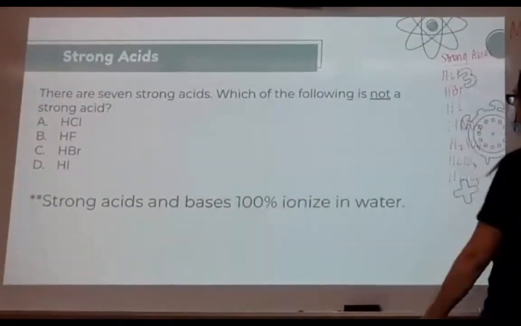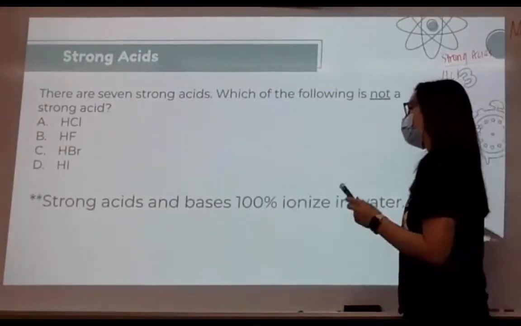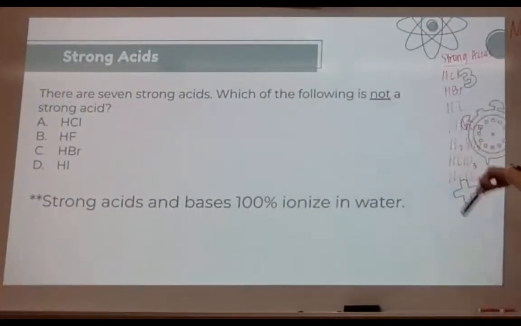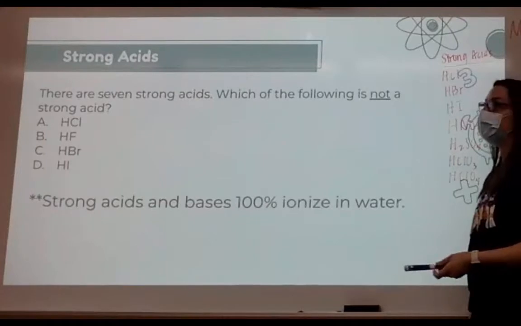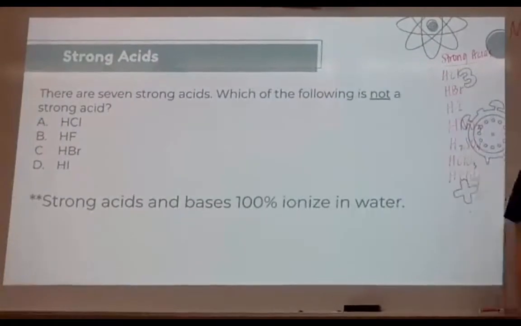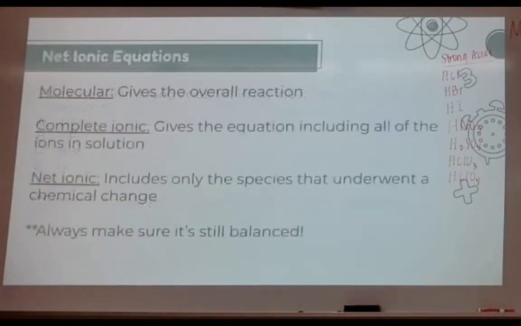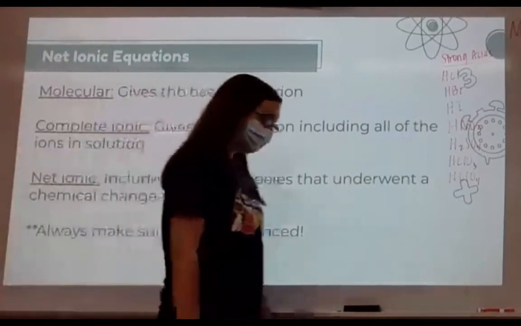Well, this multiple choice question will probably be a little easier. All right, there are seven strong acids, which is not a strong acid. They are listed here. But this is a very good question because this acid specifically is very commonly mistaken as a strong acid because it's in the same family. HF is not a strong acid. HF is a weak acid. It stays together as HF when it's in solution. Strong acids, 100% ionized.